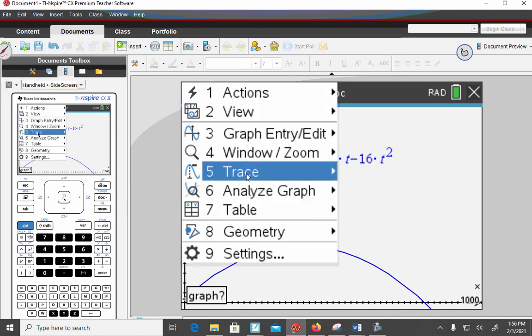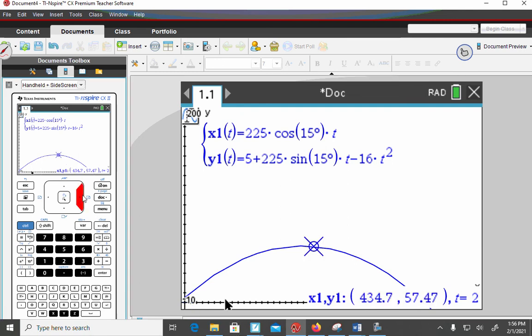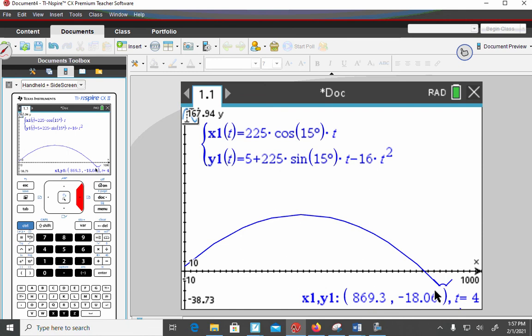Let's see if I can do anything else. Trace. Can I trace the graph? So it does have that little spider guy, so I can move that little spider guy around, but notice how he jumps, like he's really not helpful. My maximum height looks like it's going to be about 57, but it might be higher. I don't know, but it jumps from 0 to 57, and then here it's at -18.6, which again is not realistic, which tells me that I'm not going to go more than 869 feet, because then I'm underneath the ground, and that doesn't make sense. So in a way, this lets me see the shape, but unfortunately, it does not let me answer some of these questions that I want to answer.